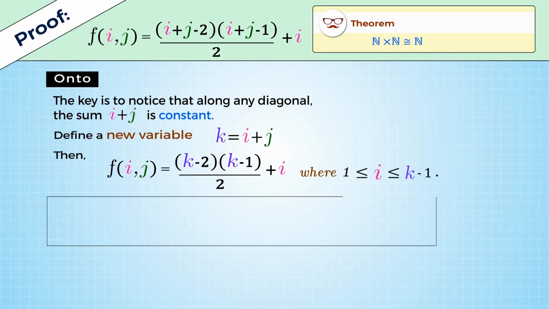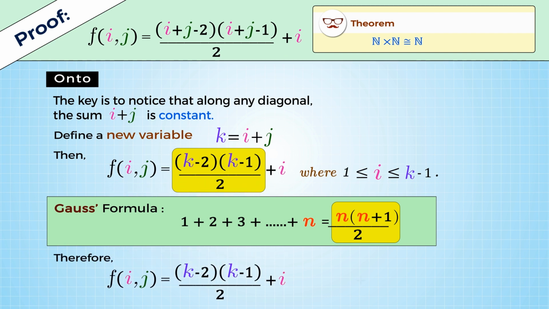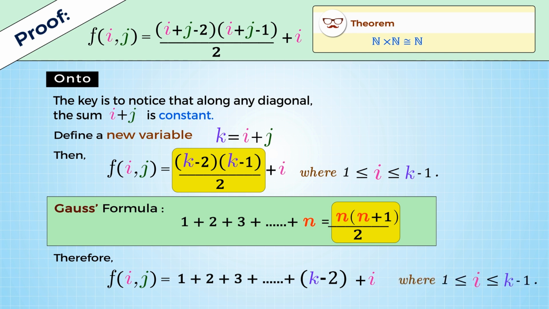But lo and behold, what is this? The fraction is an application of Gauss's formula. 1 plus 2 plus 3 all the way up to n is equal to n times (n+1) over 2. Therefore, f(i,j) is equal to 1 plus 2 all the way up to k-2, plus i, where 1 is less than or equal to i less than or equal to k-1.